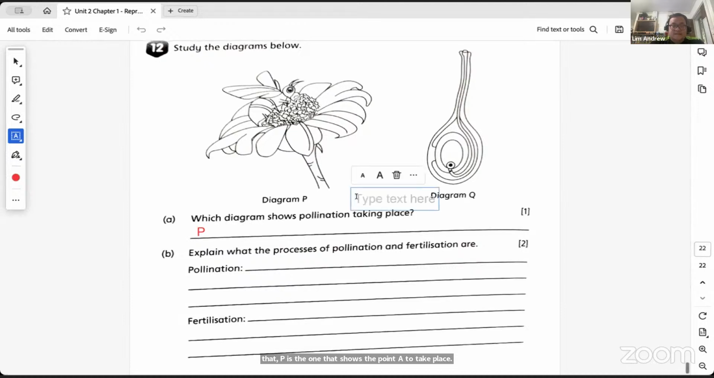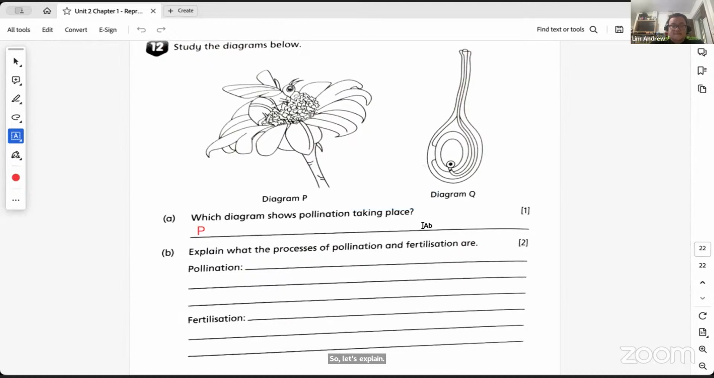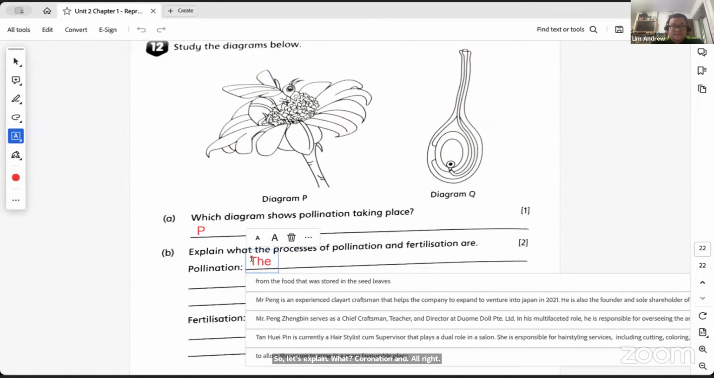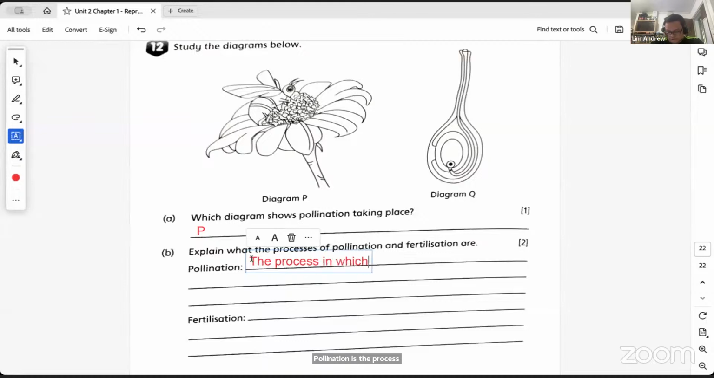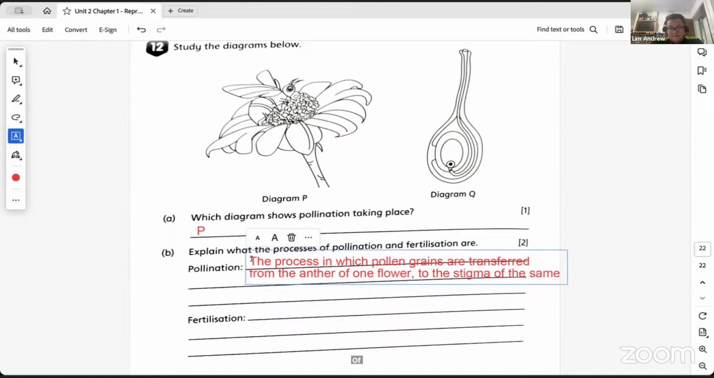So let's explain what pollination and fertilization are. All right. Pollination is the process in which pollen grains are transferred from the anther of one flower to the stigma of the same or different flowers.